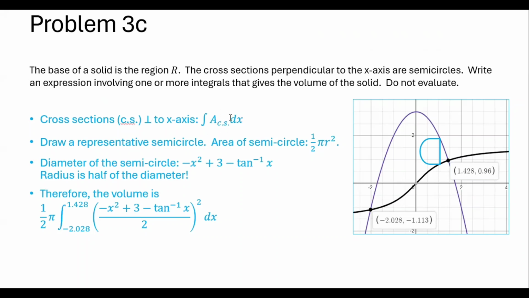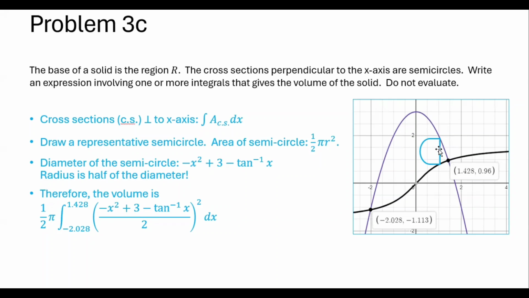So we need to express the area of the cross-section. The cross-section is a semicircle, so what's the area of a semicircle? For a full circle, it's pi r squared. Yeah, so semicircle is half pi r squared. So now we got to find out what r is. Well, the diameter is right here. That's why we sketched the representative semicircle.